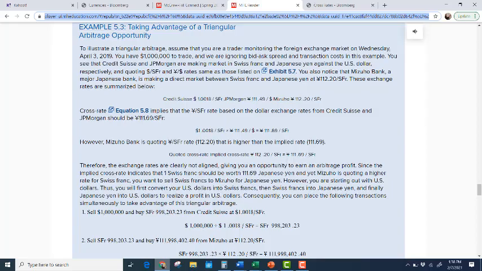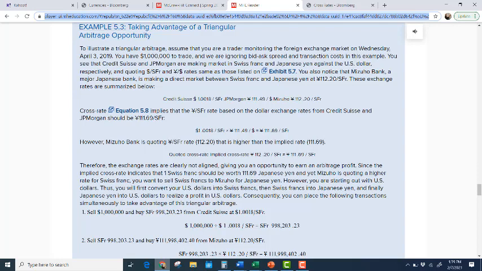Okay, now here's an example of a triangular arbitrage opportunity from our book. It says, you are a trader monitoring the foreign exchange market on Wednesday, April 3rd, 2019. That's where we had that chart of foreign exchange rates that we looked at earlier. You have $1 million to trade. We're ignoring the bid-ask spread and transaction costs. That adds a little complication, but the essence of what's going on will be the same.